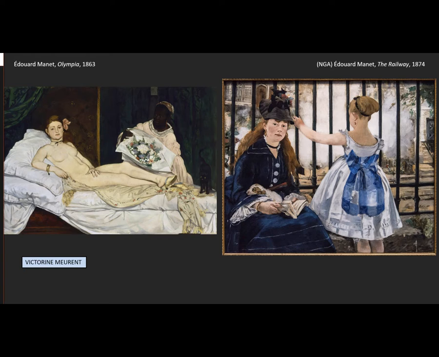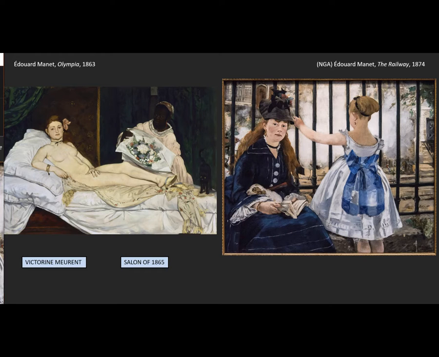So Victorine Meurent is his favorite model. And here in Olympia, he submits this to the Salon of 1865. Remember, the Salon is the biennial.